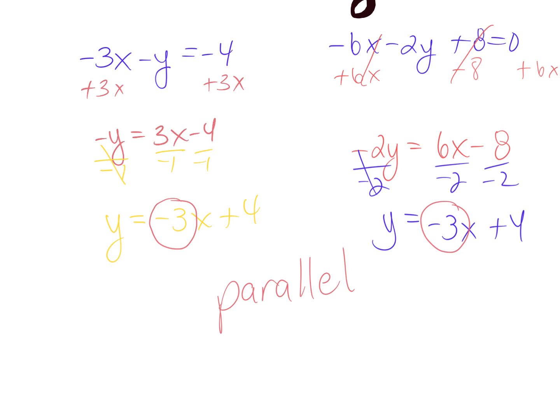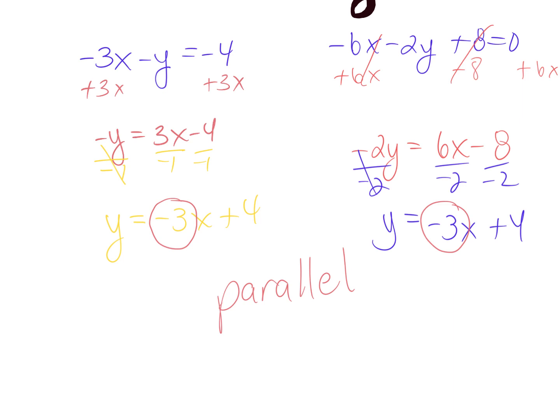Do both of the signs have to be opposite? One has to be positive, one has to be negative. Does the slope just have to be negative? The slope has to be the exact same if they're parallel. But if they're perpendicular, opposite signs and flipped. Okay.